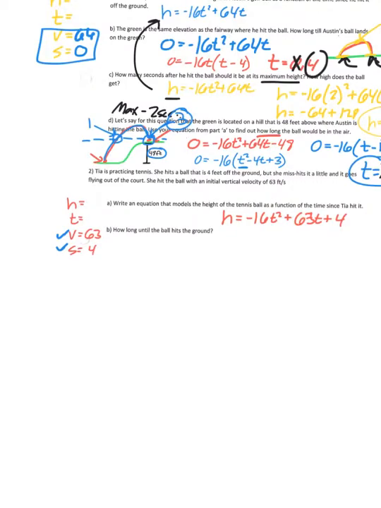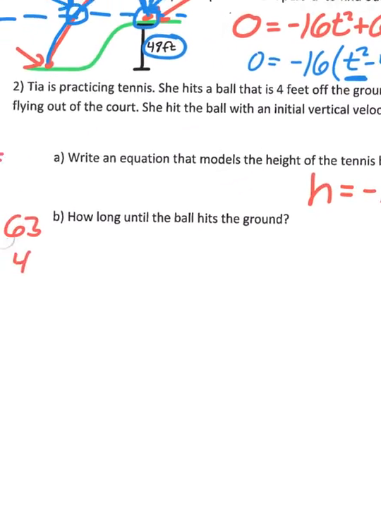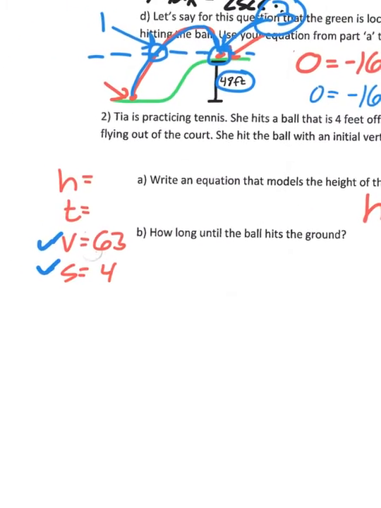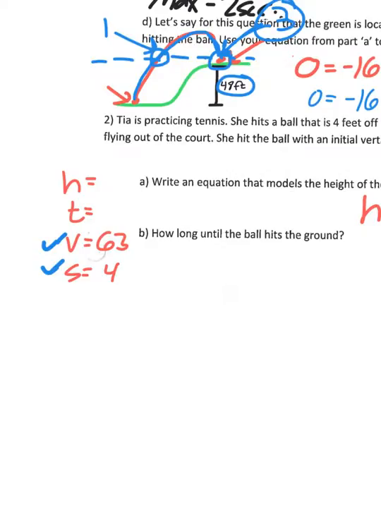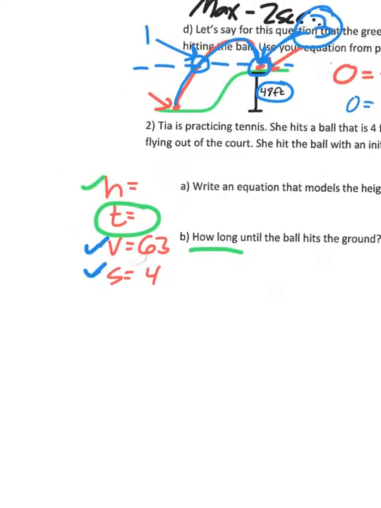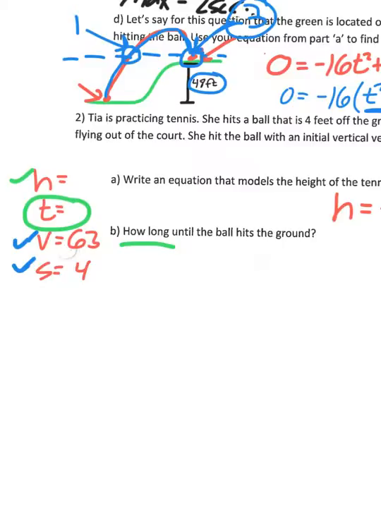Okay. Good, there's our setup equation. Part B, how long until the ball hits the ground? Okay, so again, in this case, just looking at our question, how long? We're trying to figure out a time, right? So we're trying to find a t, so we must know what h is. And again, in this case, till it hits the ground.